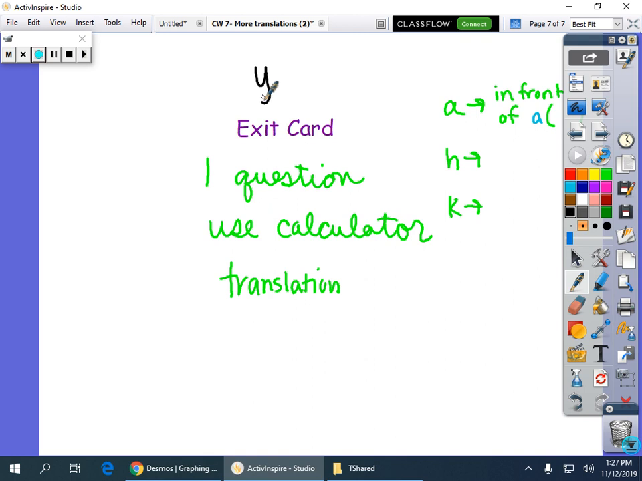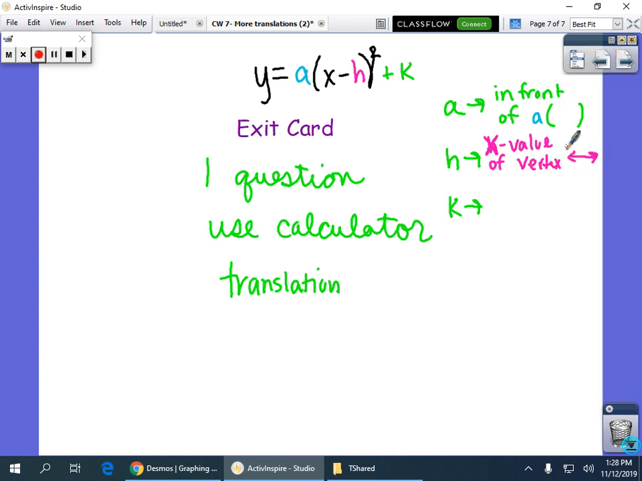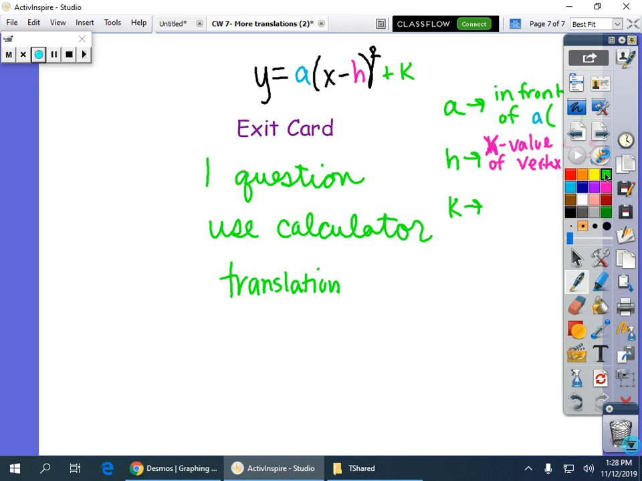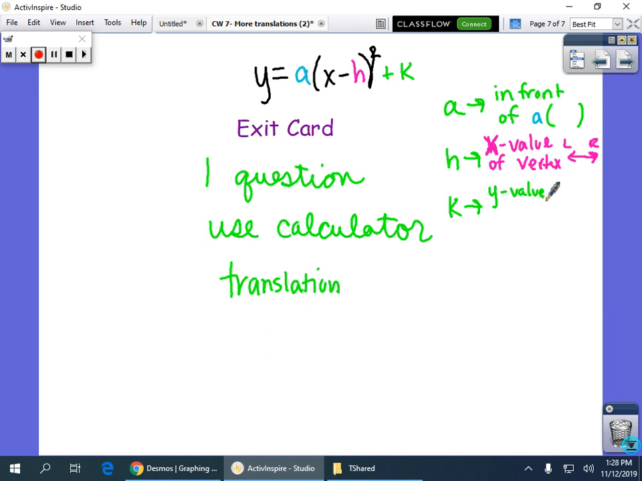So we have our equation, y equals A, parentheses, x minus h, because it's changed the sign, squared, and then plus k, we keep it the same. H is the x value of the vertex. And remember, that moves the graph left or right. And then k is the y value of the vertex, and that moves the graph up or down. Make sure you are putting your vertex in the middle of the table like it asks.